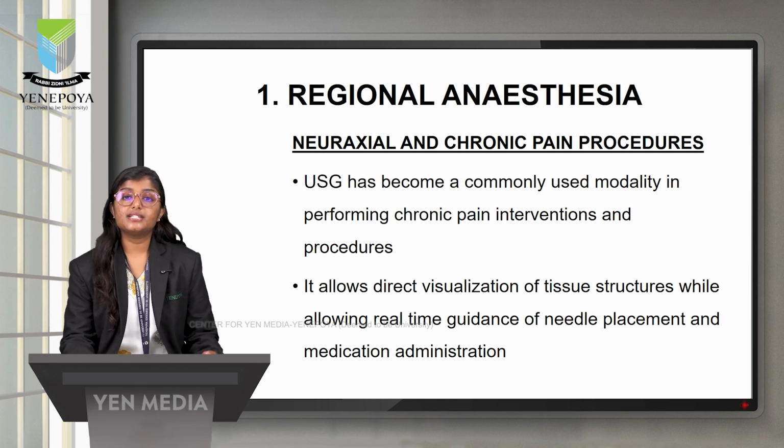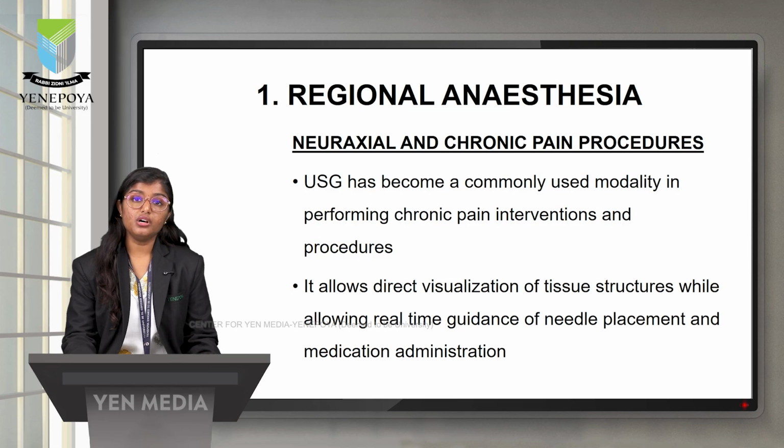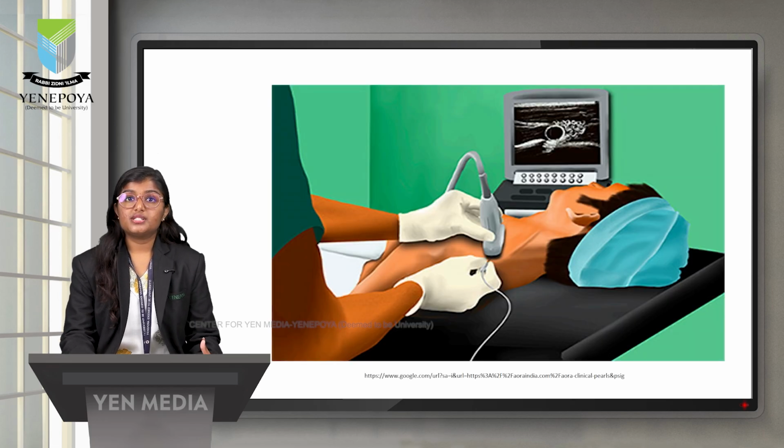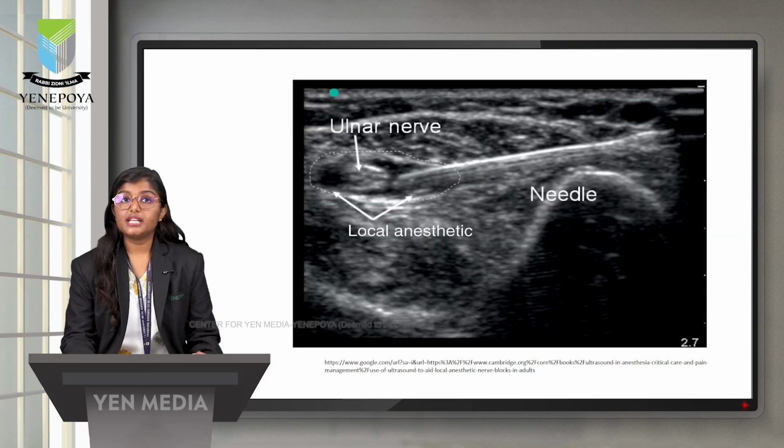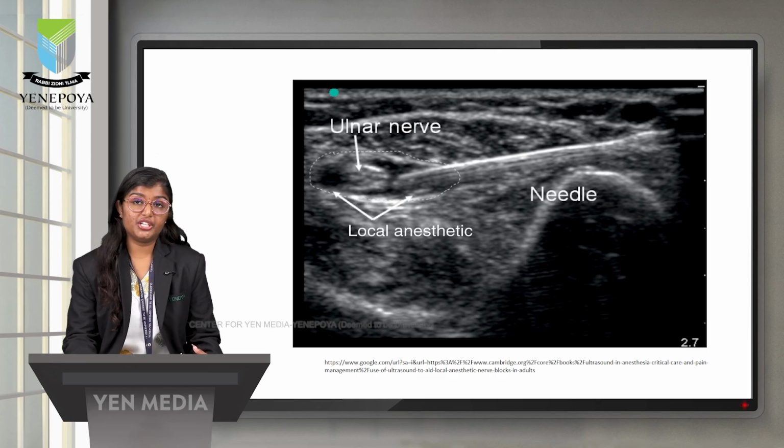It allows the direct visualization of tissue structures while allowing real-time guidance of the needle placement and the administration of the medication. This is the image where the ultrasound is used for scanning the brachial plexus. And this image shows the identification of the nerve and placement of the needle and administration of the local anesthetic drug to the patient using the USG.